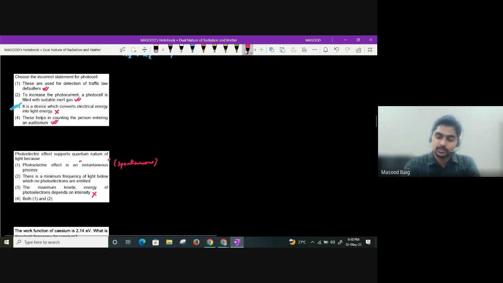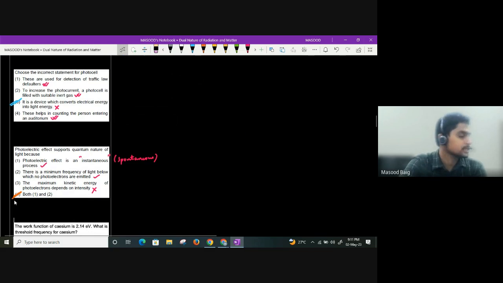Right? So both the first statement and the second statement are correct. It supports the quantum nature of light because the photoelectric effect is an instantaneous, or to be precise, spontaneous process, and there is a minimum frequency of light below which no photoelectric effect takes place. That frequency is called the threshold frequency. So in this case, both the first and second will be true, guys. Clear, all of you?